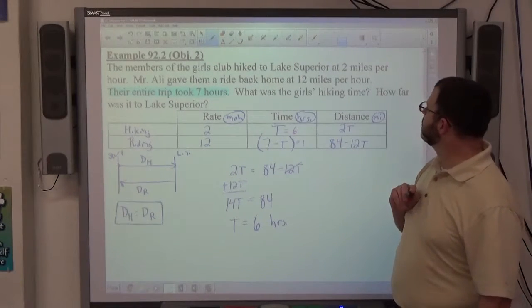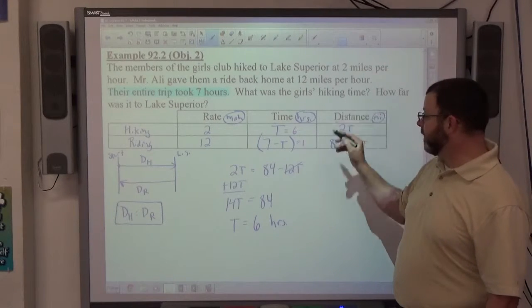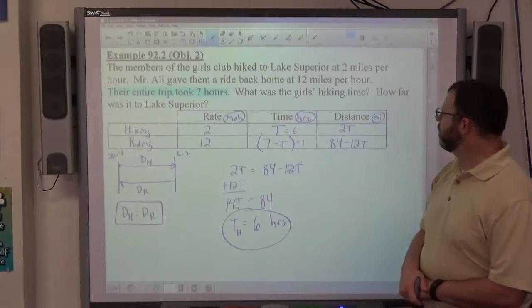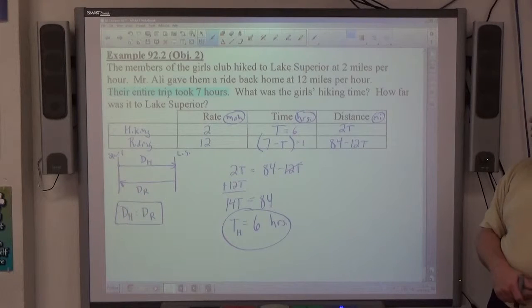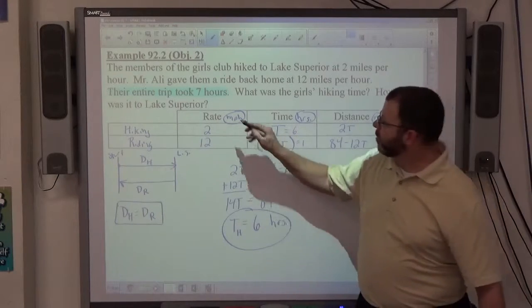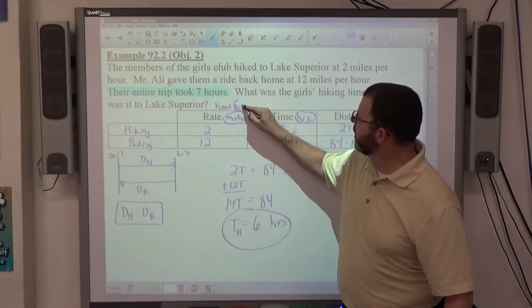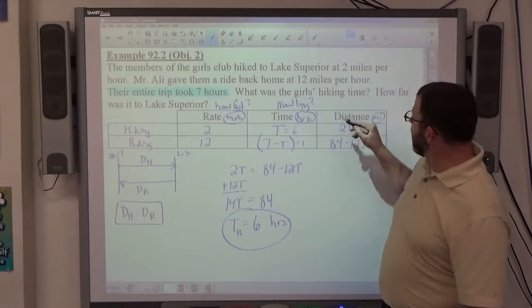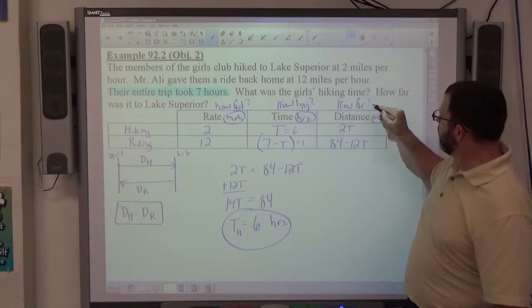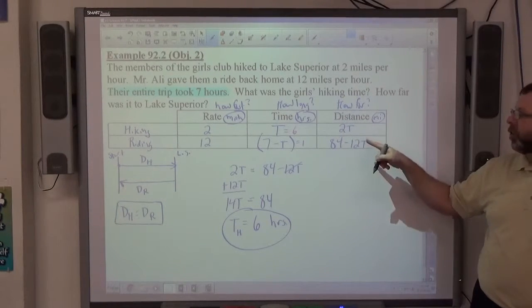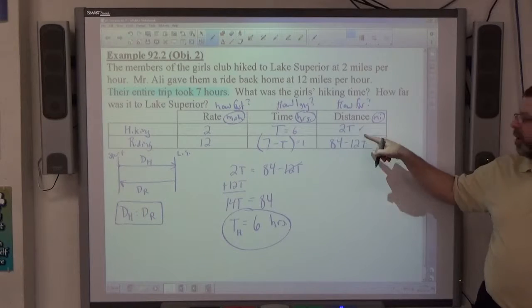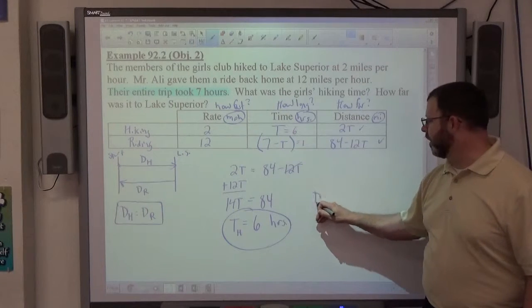What are they asking for? Both. Hiking time, which is that, right? So that's t sub h, so we're good there. What else are they asking for? t sub r, how much time it took to ride? No, they didn't ask for that. How far was it to Lake Superior? So rate is how fast. We know that. Time is how long. And distance is how far. So how far was it? They're asking for the distance to Lake Superior. That's this, right? It's also this. Take your pick. I like that one better, don't you guys? Yeah. 2 times 6 is 12 miles. So the distance to Lake Superior is 12 miles.